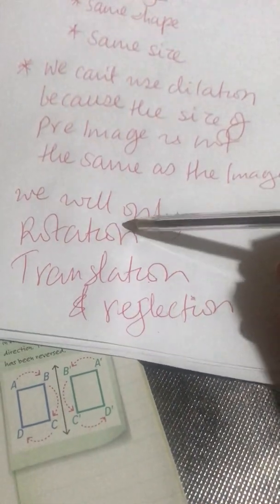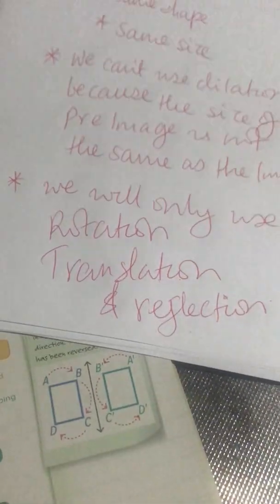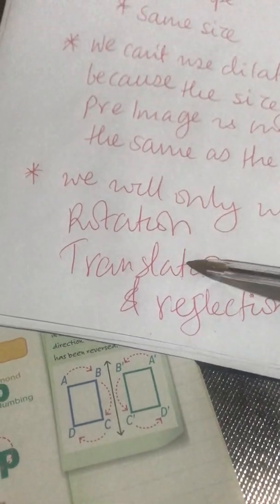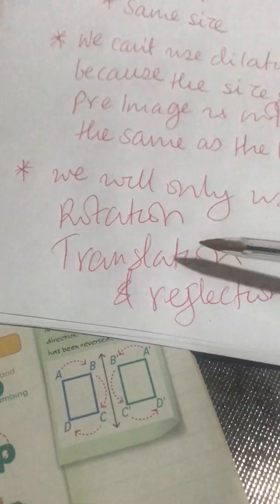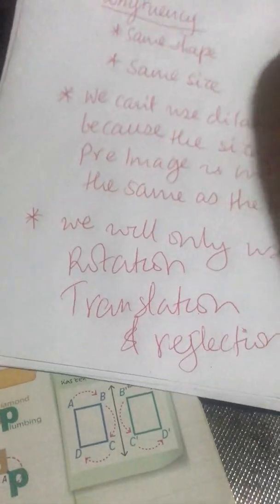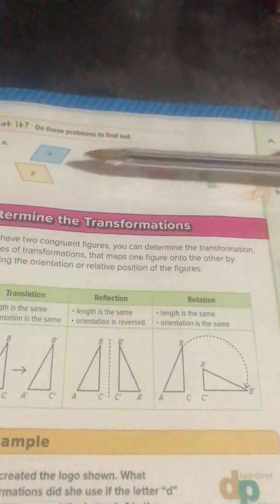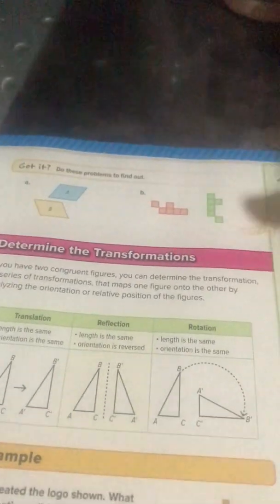Now, determine the transformations. If you have two congruent figures, you can determine the transformation or series of transformations. Series of transformations means you've done either all or two. Series means more than one. So that means you've done either rotation and translation, or you've done rotation, translation, reflection together. So that makes it a series, okay? So that you map one figure on top of the other. So here, I reflect and then I translate. So those are two. That is why it's called a series.